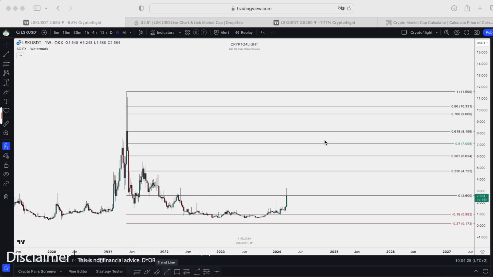Today we'd like to show you the LSK USDT trading pair with my custom indicator set, the main bull run plan. Let's dive in.